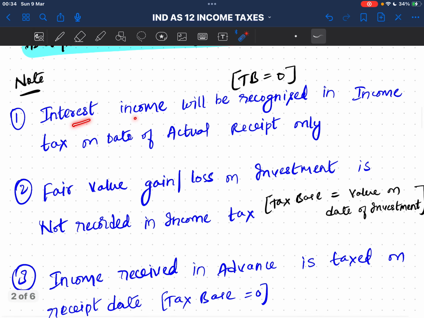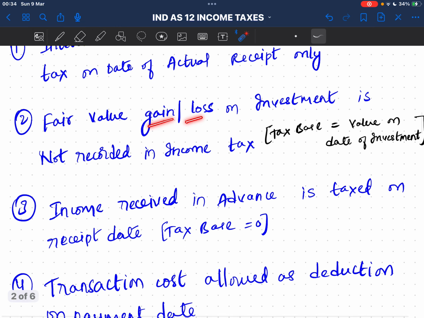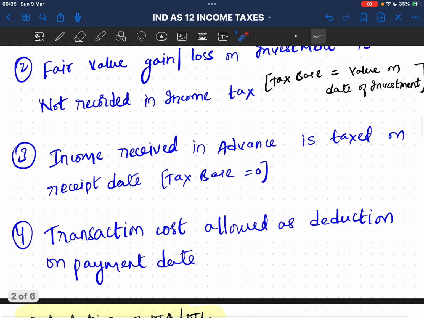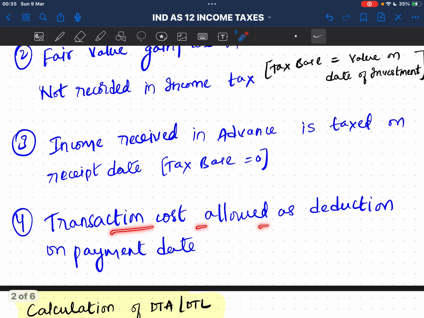Note: interest income will be recognized in income tax on date of actual receipt only. Tax base is equal to 0. Fair value gain or loss on investment is not recorded in income tax. Tax base is equal to value on date of investment. Income received in advance is taxed on receipt date. Tax base is equal to 0. Transaction cost allowed as deduction on payment date.